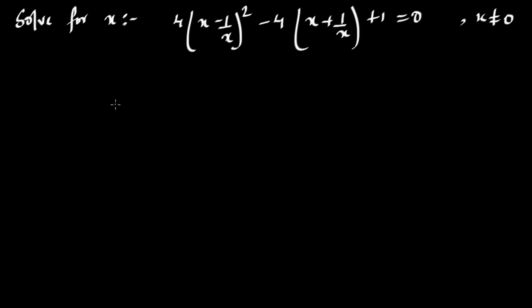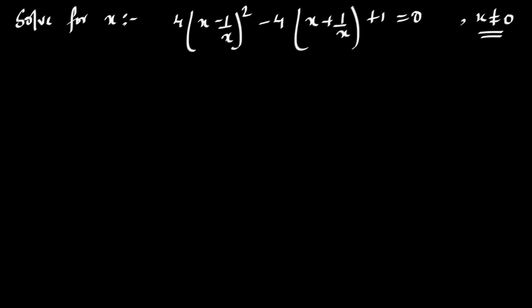So on the screen, you can see a question in which we need to solve for x. The equation is (4x minus 1 by x) whole square minus 4(x plus 1 by x) plus 1 equals 0, given that x is not equal to 0. And this is an obvious condition because x cannot be equal to 0. The moment x becomes 0, the denominator will become 0 and the equation won't be defined.